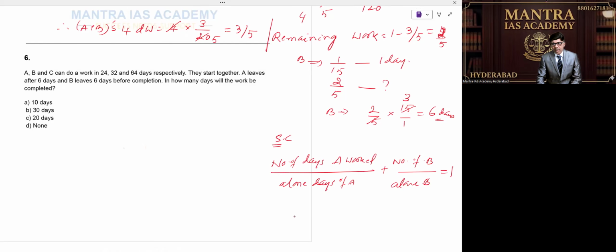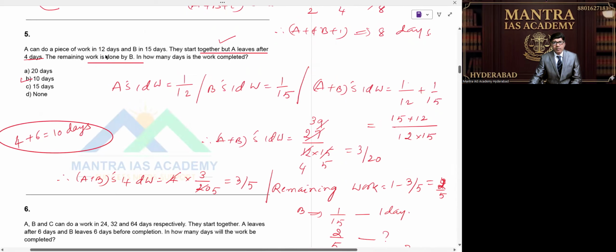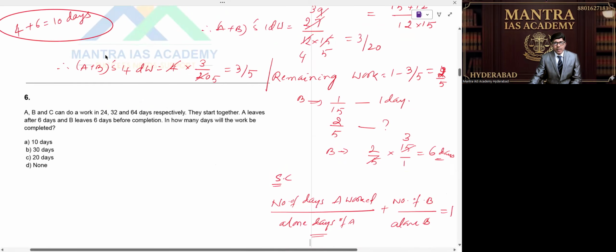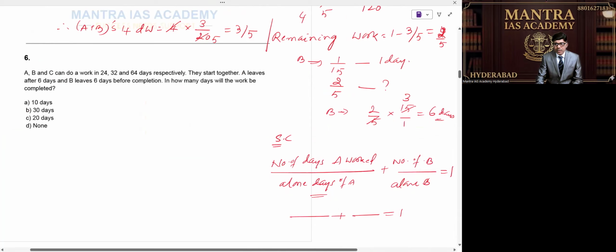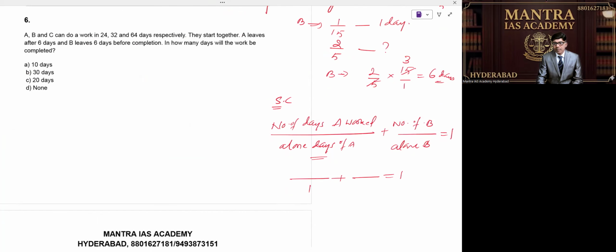So the point is what? LCM style, I am writing the denominator first. The alone days of A means what? A will do the work in how many days? 12 days. B in 15 days. Now take the first step: A in 12 days, B in 15 days. That's the first part. Denominator point is 12, it's 15.